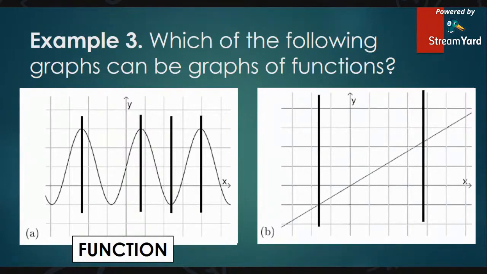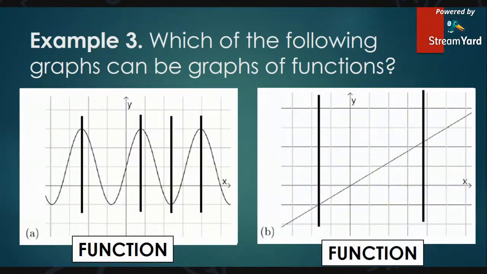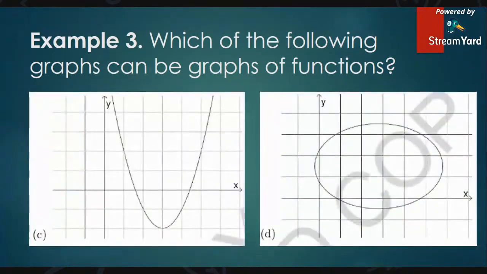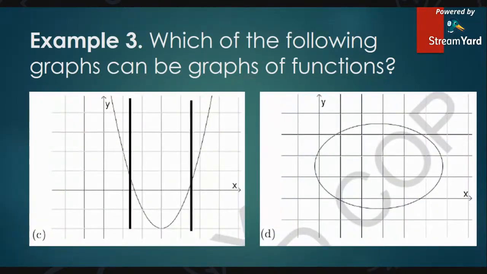So, it is a function ulit kasi nag-intersect lang siya ng isang beses. Okay, next. Letter C. So, kung mapapansin natin, naglagay ulit tayo ng vertical line. Nag-intersect lang siya ng isang beses. So, it is a function.